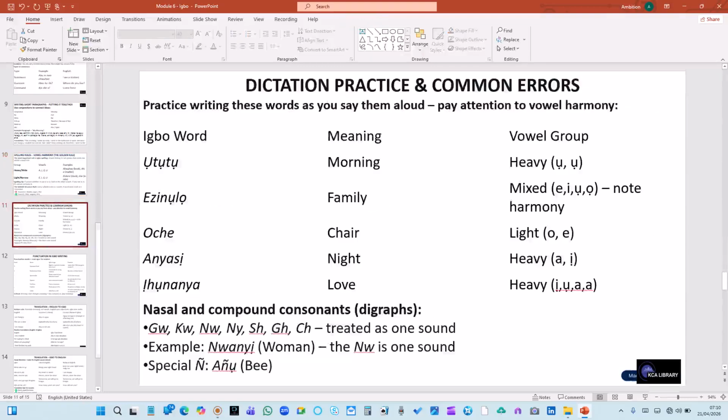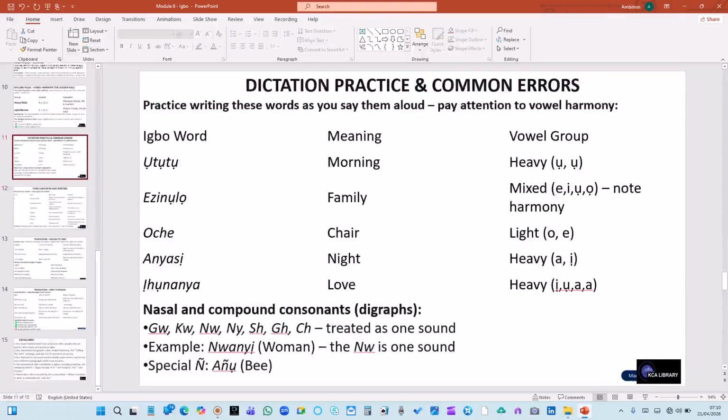Having known that, let us look at the dictation, practice, and common errors. Practice writing these words as you say them aloud. Pay attention to vowel harmony. Ototo means morning, which is in the heavy group, o and o. Then ezinụlọ, which means family.